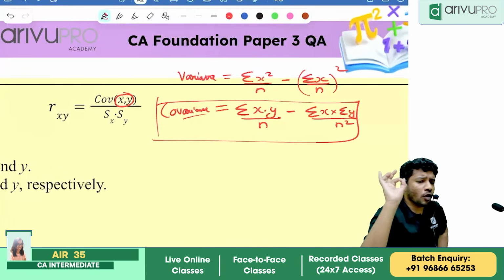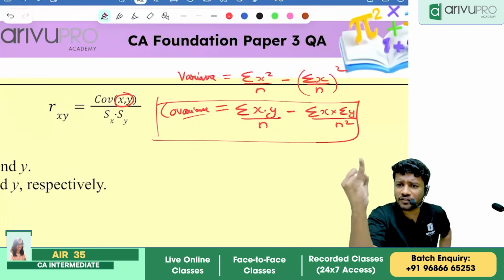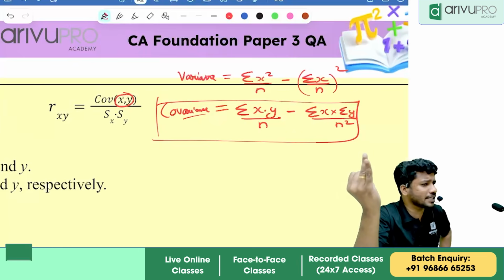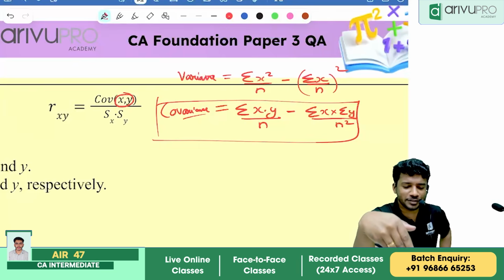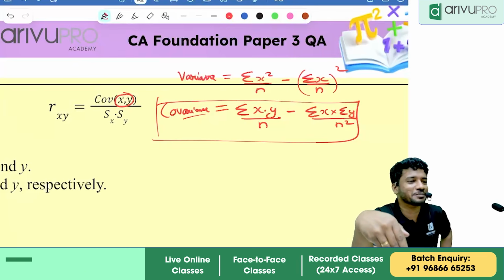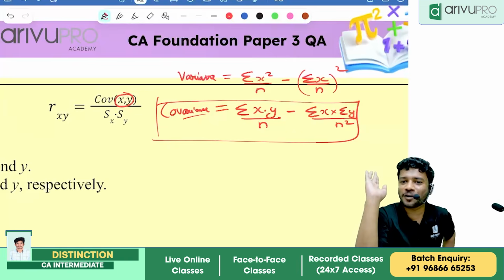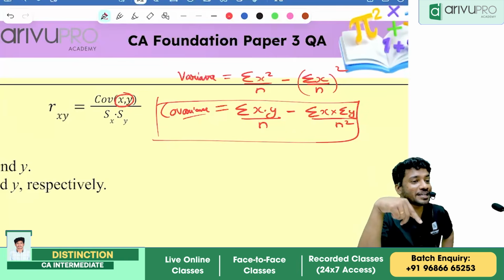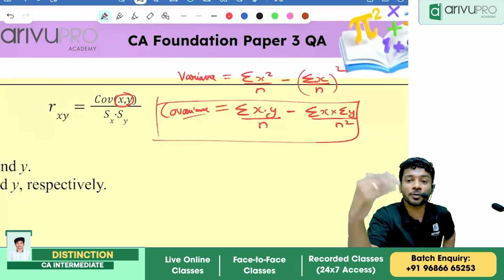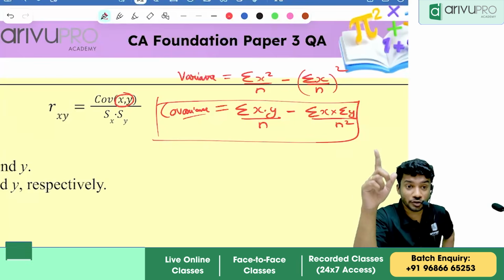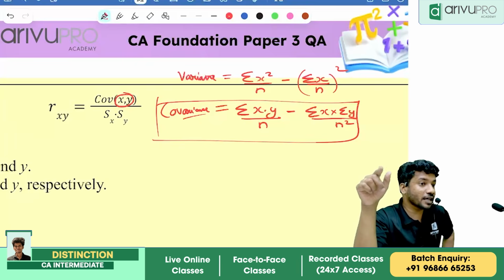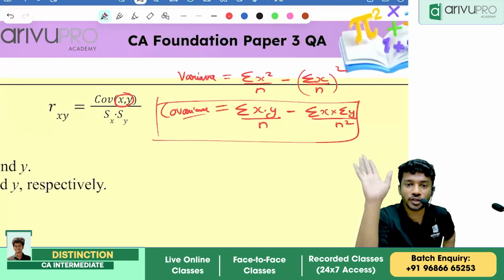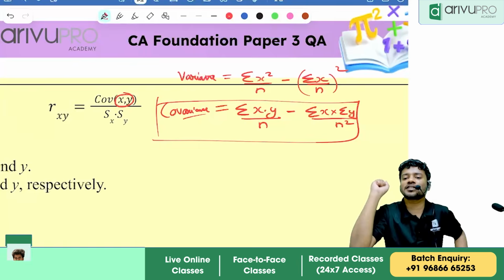R is equal to covariance divided by standard deviation of X into standard deviation of Y. Do you know the formula for standard deviation of X? Just now we wrote root of sigma x square divided by n minus sigma x divided by n the whole square, or x bar the whole square. Then standard deviation of y: instead of x, you will put y. Root of sigma y square divided by n minus sigma y divided by n the whole square. That is called the standard deviation of y.